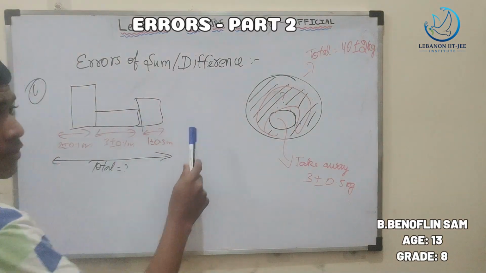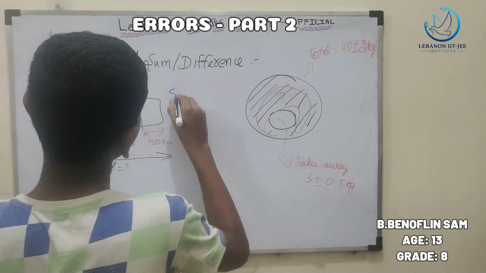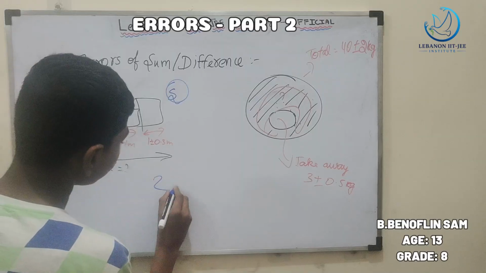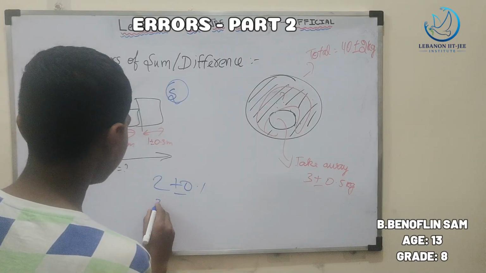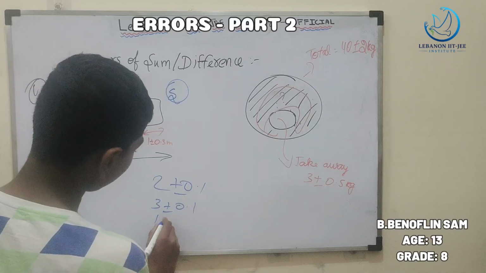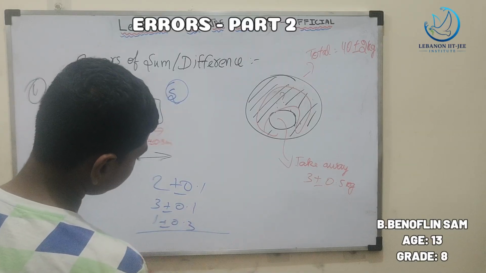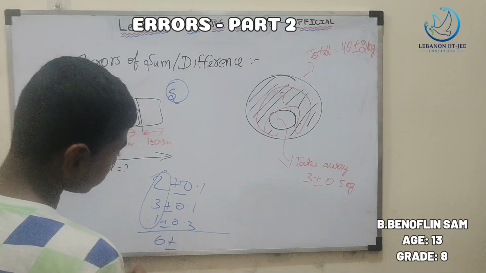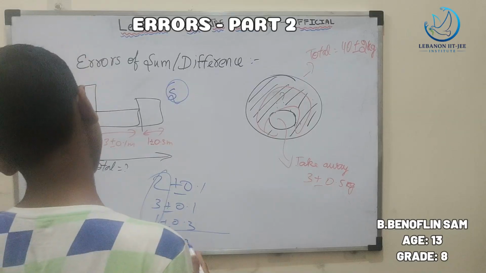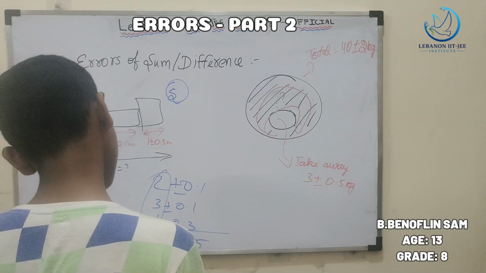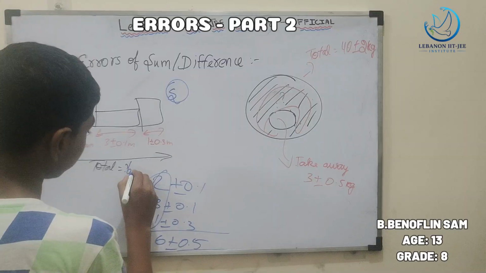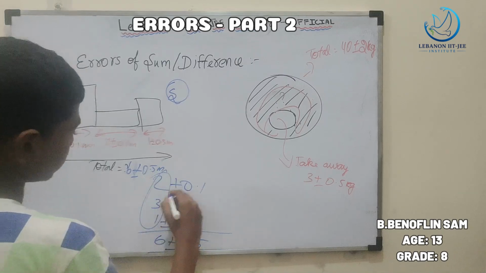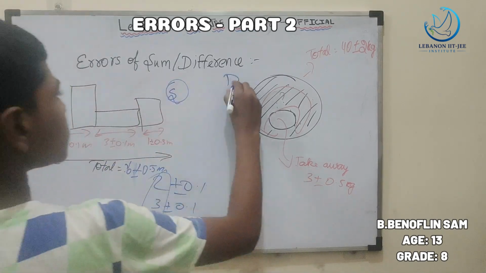Here, how to do this? This is the form of a sum. If they ask, you have to simply add 2 plus or minus 0.1, 3 plus or minus 0.1, 1 plus or minus 0.3. Add this and you get 6 plus or minus 0.5. So the total is 6 plus or minus 0.5 meter. That's the answer. And the second one is just a difference.